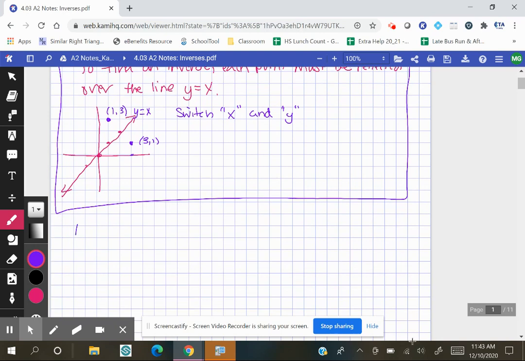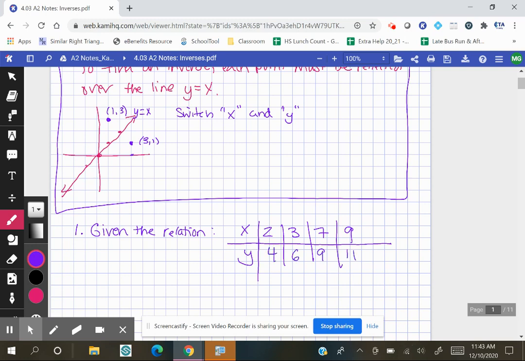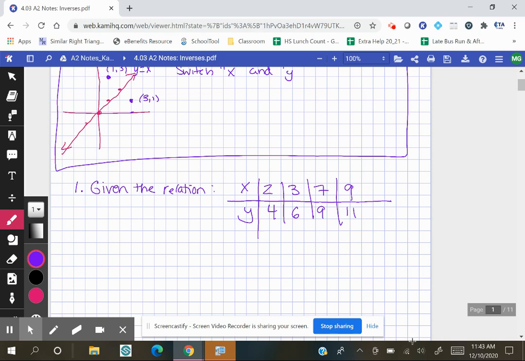So first let's look at this in a table. So given the relation, again, a relation is just a set of ordered pairs. So I'm going to give it to you in the form of a table. And the x values are 2, 3, 7, 9, and the y values are 4, 6, 9, 11. So I want you guys to find the inverse.